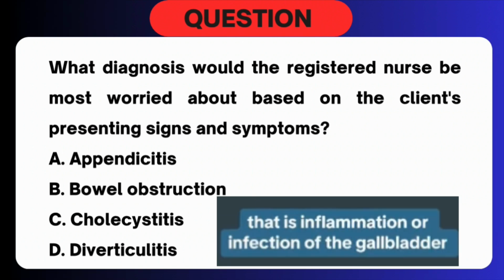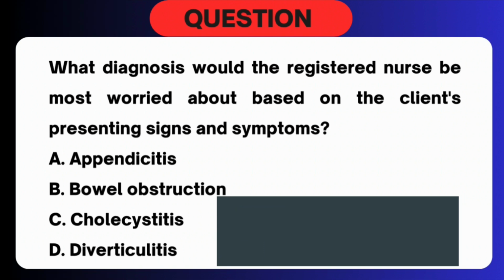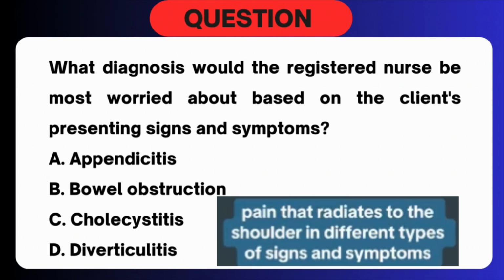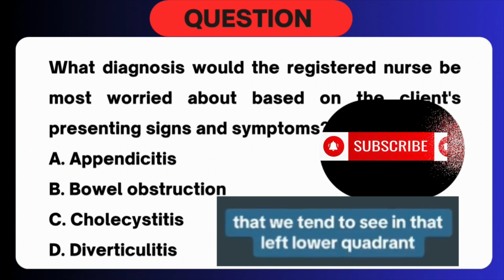Cholecystitis, that is inflammation or infection of the gallbladder, and that is in your right upper quadrant. And so we tend to see pain that radiates to the shoulder and different types of signs and symptoms. And then last up here is diverticulitis, that we tend to see in that left lower quadrant.